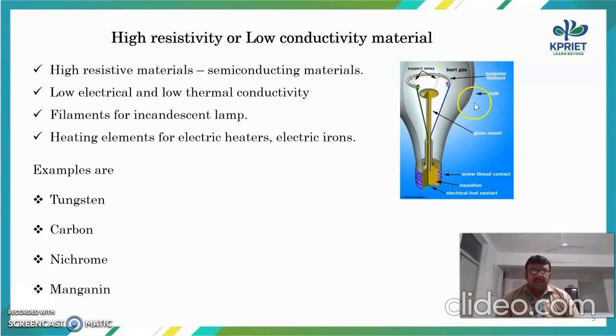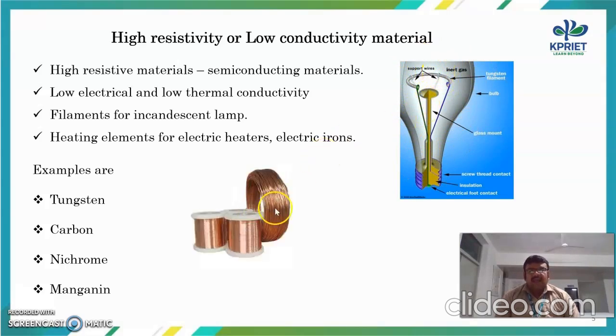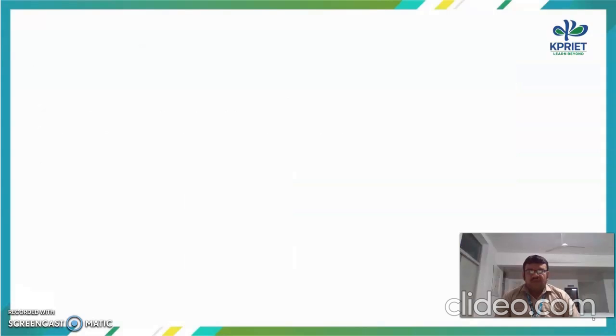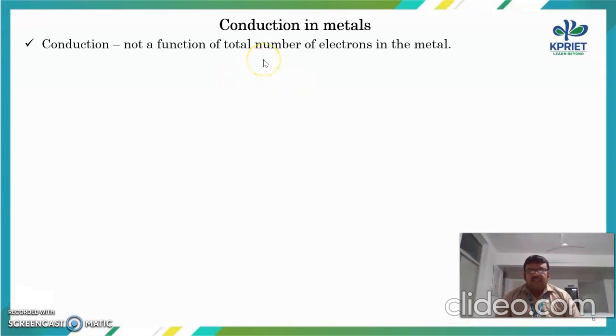Here we have a bulb image in which you can see the tungsten filament, which acts as the heating element there, and manganese wire displayed for your reference. Now we are moving into the conduction concept. It is a well-known fact that electrons are the major charge carriers in metals or metallic conductors, which are responsible for conduction. But the question that arises here is whether all the electrons are taking part in the conduction behavior.